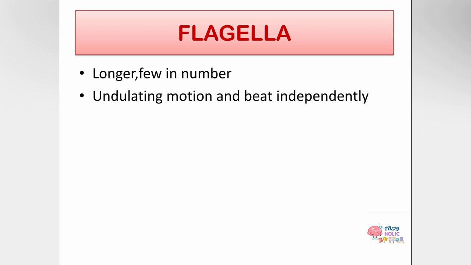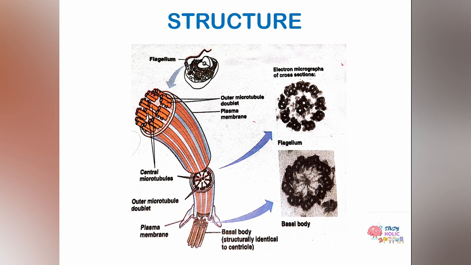Now I'll be discussing the structure of the cilia and flagella. Over here is the diagram of both, showing the internal structure, and I'll be explaining it over here. So the ultrastructure of the cilia and the flagella is the same. Each of them consists of a longitudinal axoneme. This arrangement is known as axoneme.